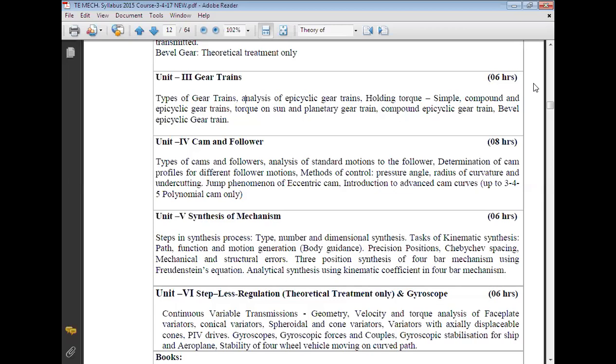But a big star mark is there. If you have not understood the initial problems of this particular unit, then it will be very difficult for you to solve the n number of possibilities which can be dropped in this unit. Okay, this is what is about unit number 3, gear trains.